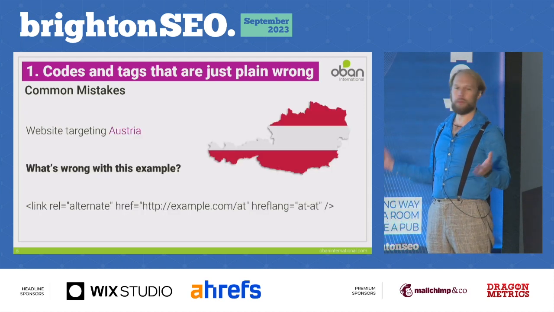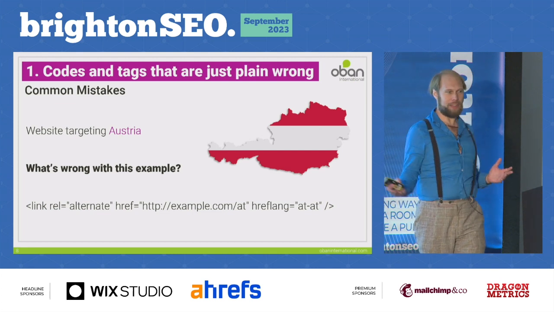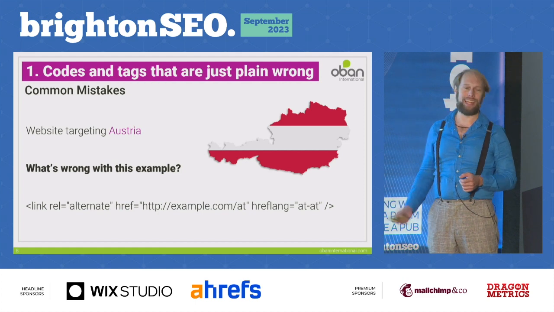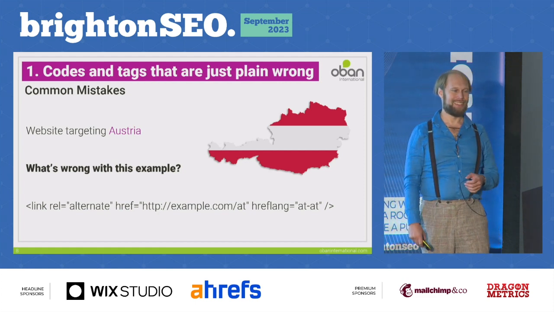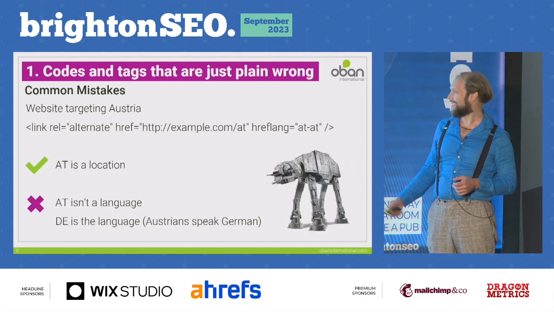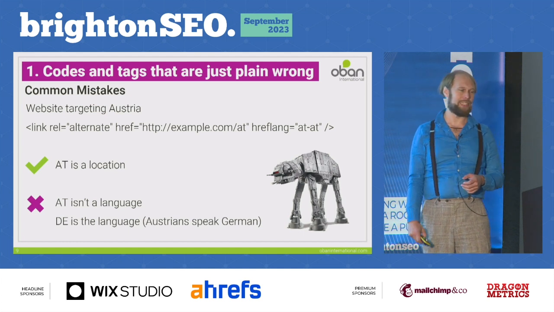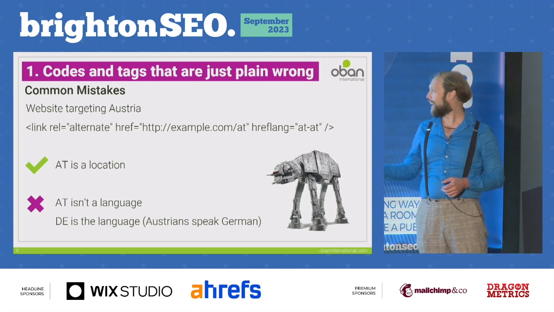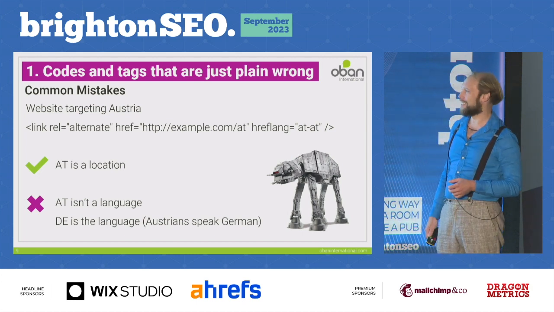And what about this one? So I think we can all agree Austria is a country, right? No one disagrees with that. So we've got a code here, AT-AT. Yeah, should be DE. DE is what most Austrian speakers speak as their first language. This is an AT-AT. AT-AT, not a valid hreflang code, I'm afraid.